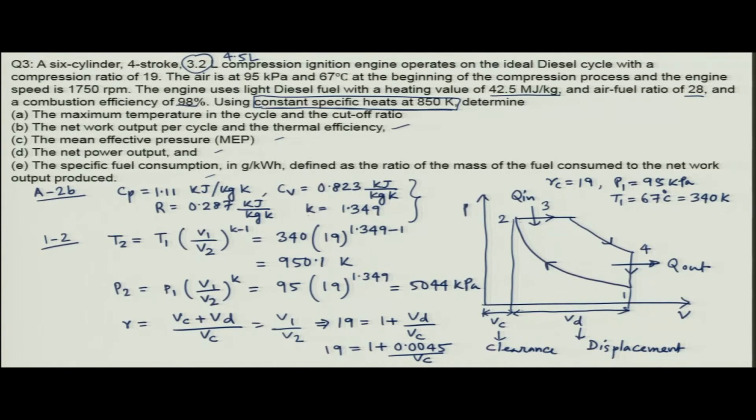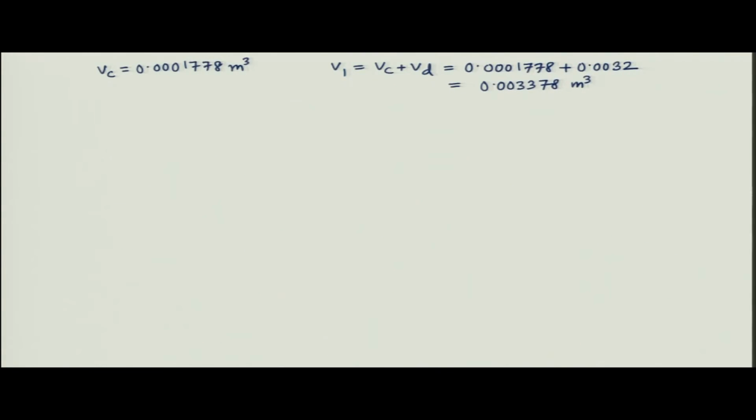I think this is correct. This should be 3.2 liter, yeah. So, 3.2 liter is 0.0032 meter cube, that is why we have written. From this if you solve, you will get V clearance as this, and V1 is the initial volume before the compression stroke, which is basically Vc plus Vd. So, you add it up and this is the V1. Sorry for the confusion, I think it is now resolved. This is the V1, the volume at the beginning of the compression stroke.